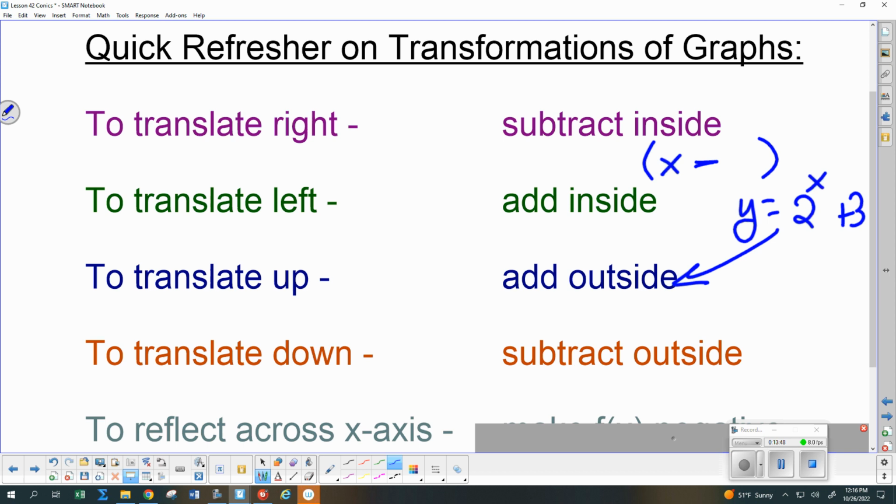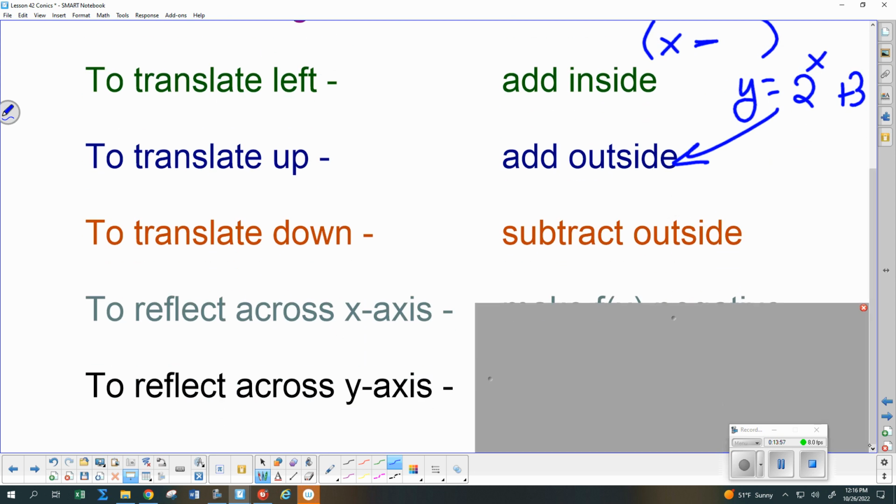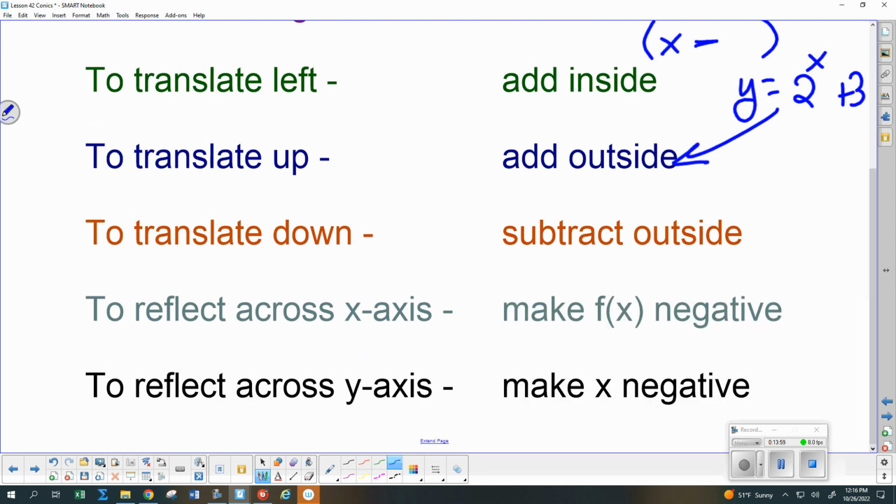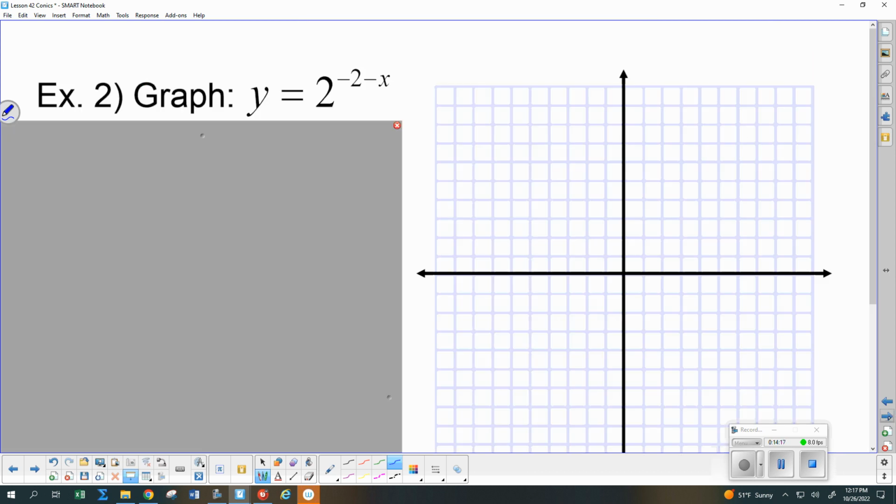The reflections, I'm going to show you another way with these exponential graphs that we don't really have to think about it as a reflection, make it easier. But if we have ones in general where we're reflecting across the x-axis, instead of y equals, we write minus y equals, and then we multiply both sides by a -1, so we have a y equals. To reflect across the y-axis, wherever there's an x, we change it to a -x and figure out that graph. So we are now going to start trying to graph things that look like this.